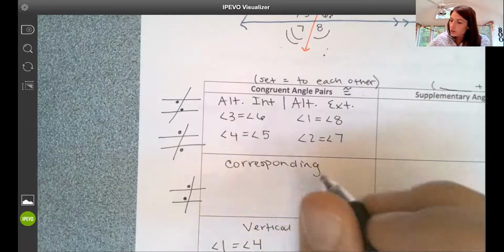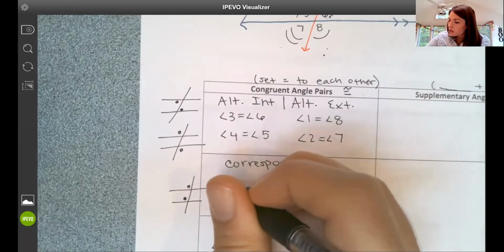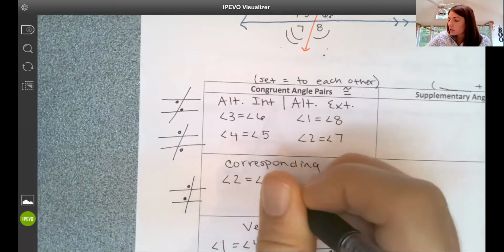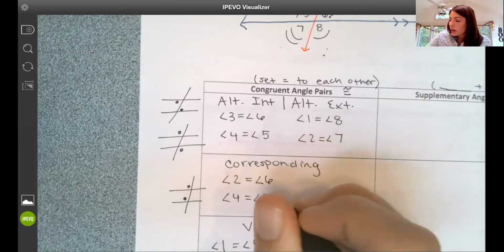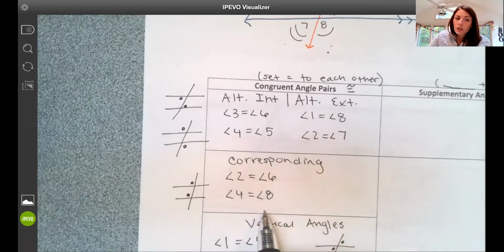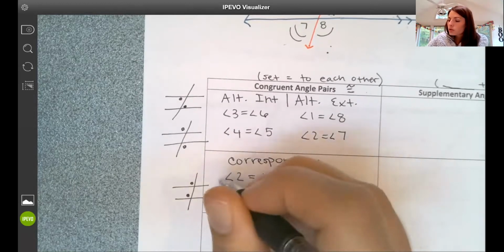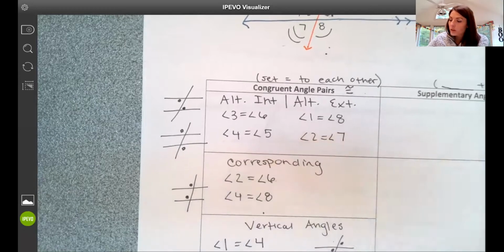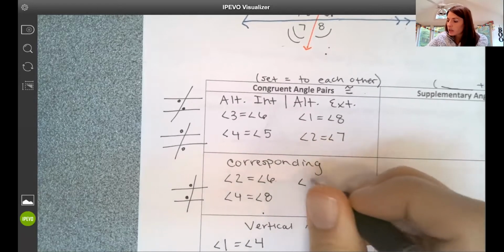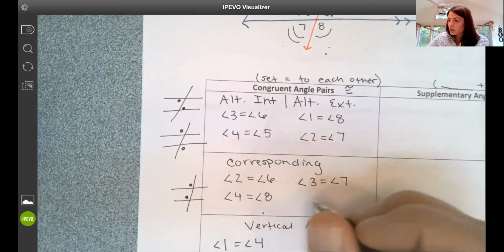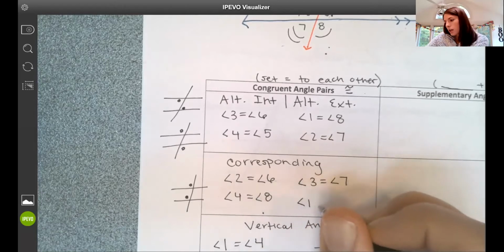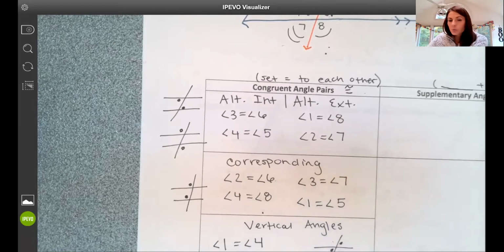Okay, so equations we could set up. Angle 2 is corresponding with angle 6. Angle 4 is corresponding with angle 8. So I know that they are equal in measure. I should really probably be putting the little m in front of it, but I'm trying to cut down on what we have to write down. Angle 3 and angle 7 are corresponding, so they're equal in measure.